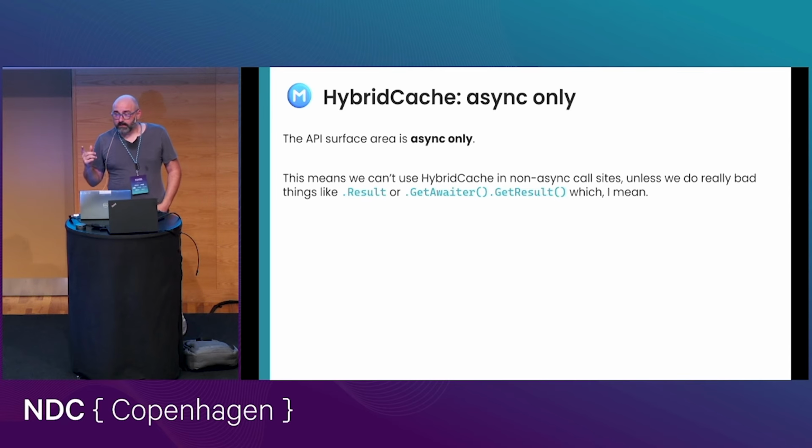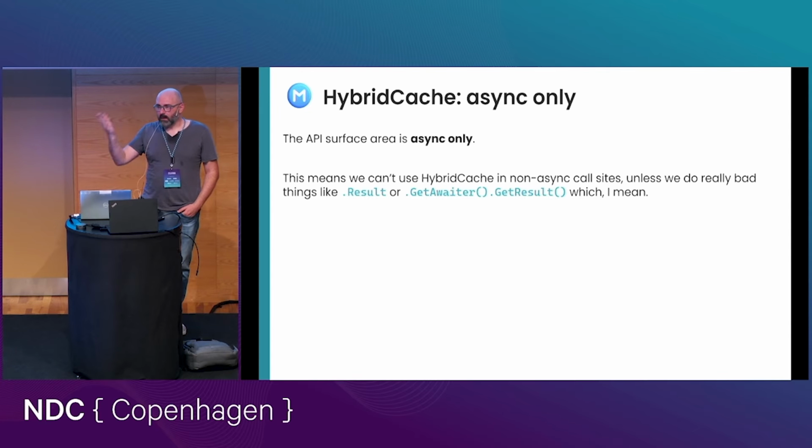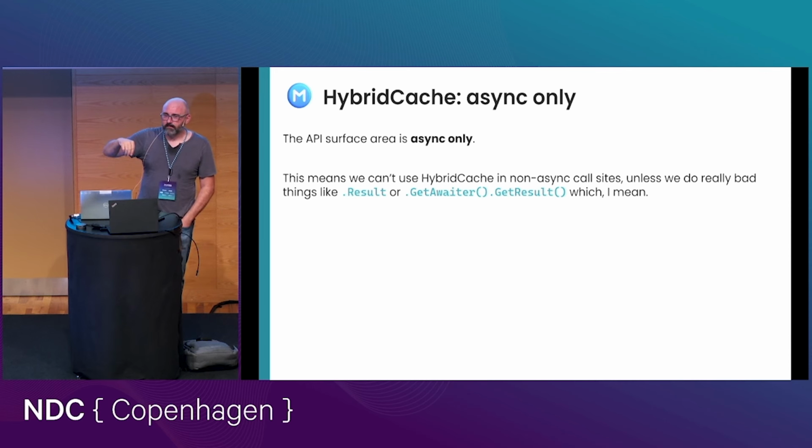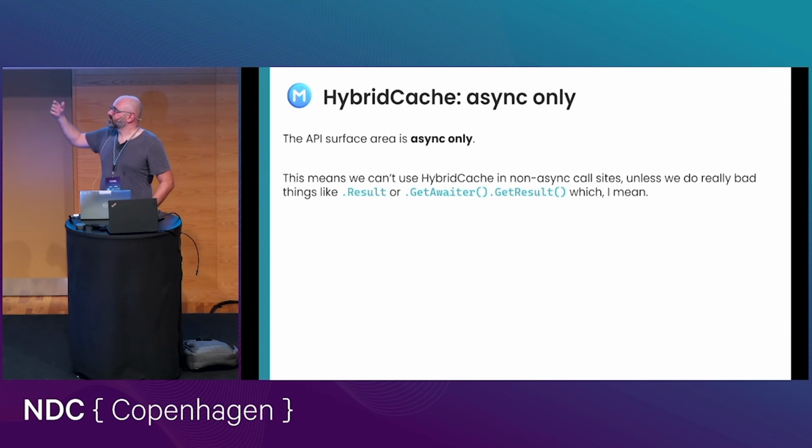It's async only, which may not be a problem for some, but maybe for others, so it's important to point that out. There are no sync methods, so there's no GetOrCreate. There's only GetOrCreateAsync. There's only RemoveAsync. So if you have a piece of code that is sync only, you cannot call the method unless you do crappy stuff like .Result or GetAwaiter().GetResult() and stuff like that.